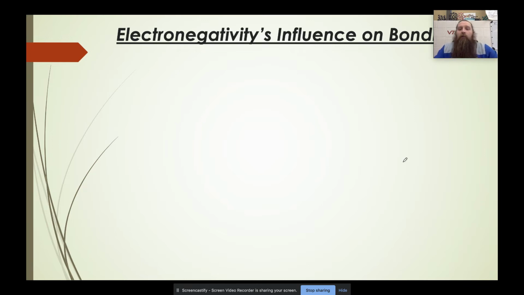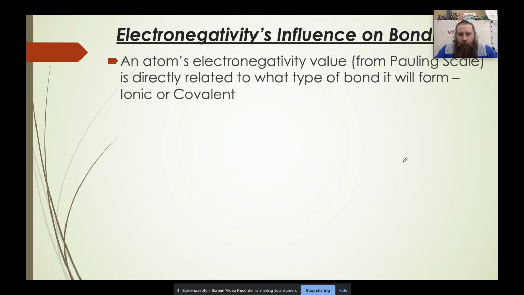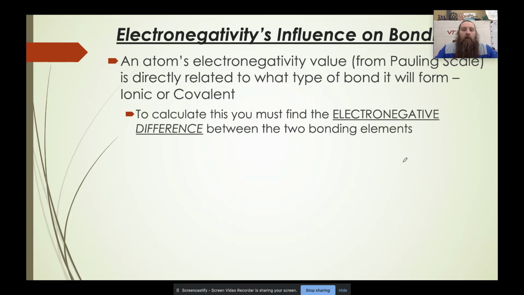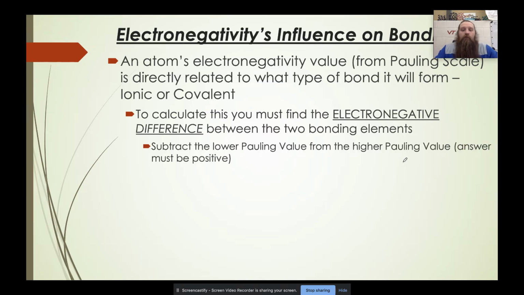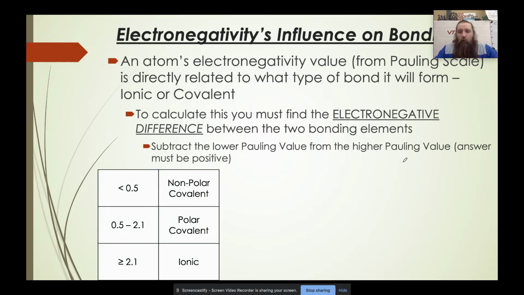Now, when we look at electronegativity's influence on bonding, we look at the value from the Pauling scale. The Pauling scale is going to tell us whether we're making an ionic or a covalent bond. In order to figure that out, we need to find the electronegativity difference. Remember from math, the word difference means we subtract the big number minus the little number, or in this case, lower from the higher.